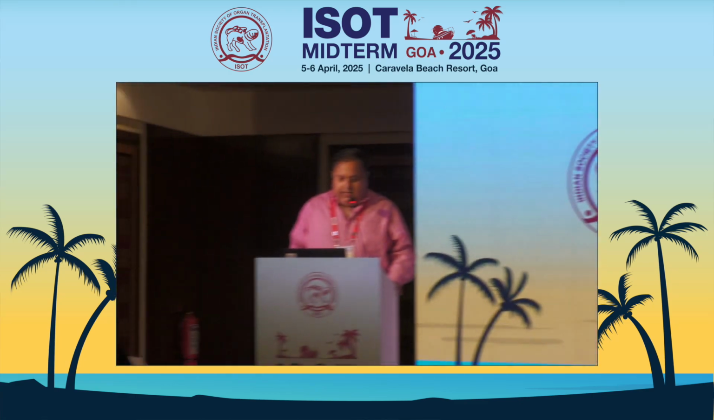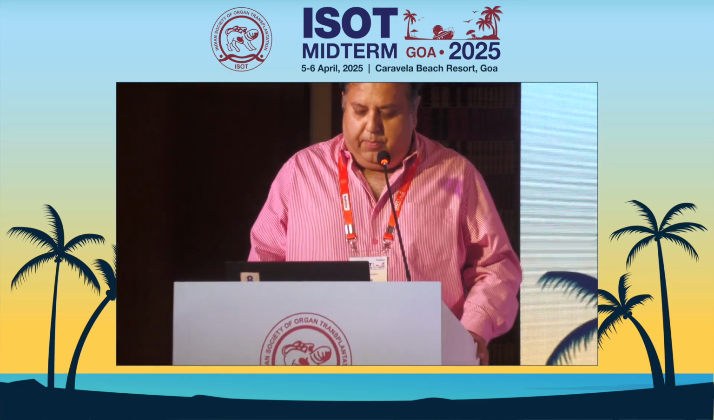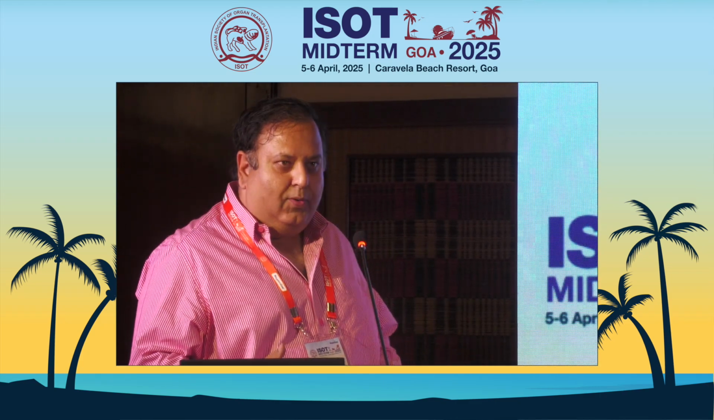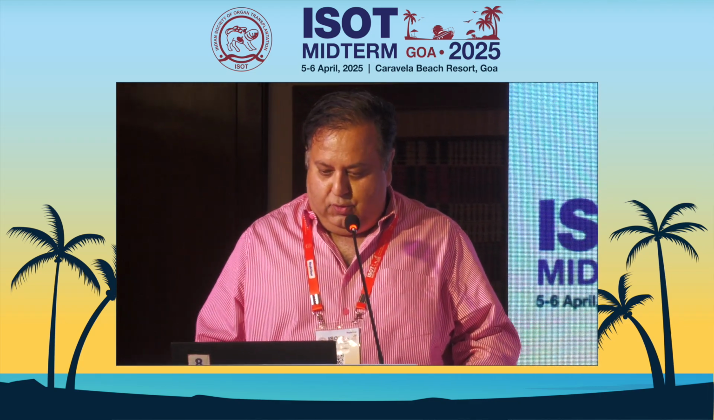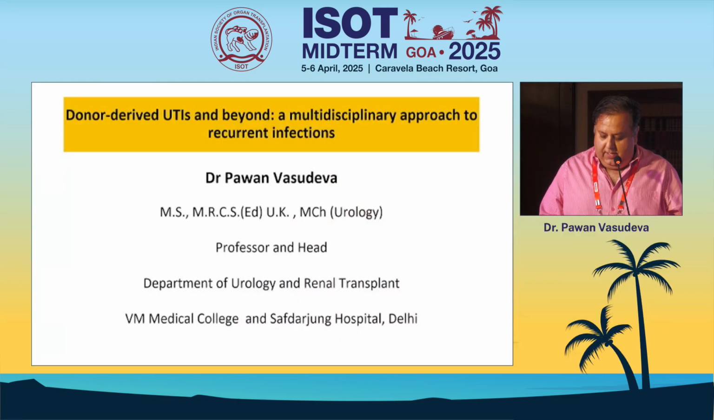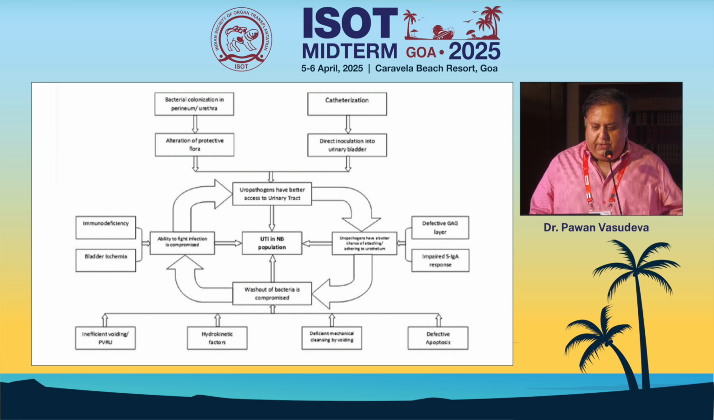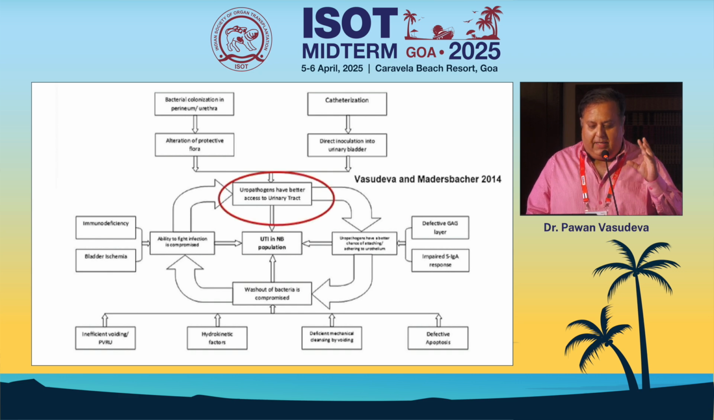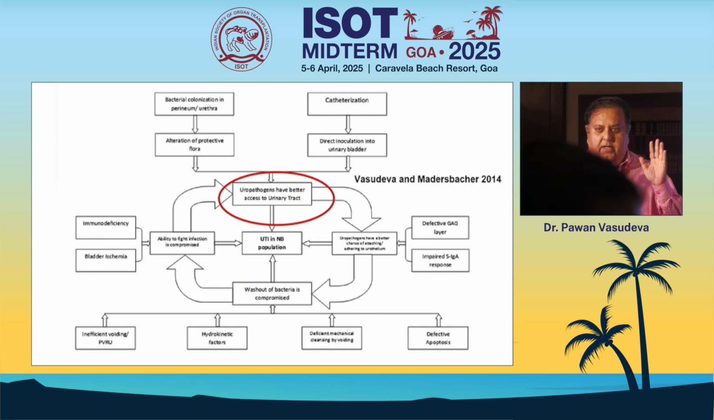If you look at this diagram, this was made for the neurogenic bladder population and we published it in 2014. I will build on what Dr. Kalra said. Here we looked at the pillars which are causing infections. The first pillar is that the pathogen has better access to the urinary tract, which could be because of alteration of the flora, or it could be going via a catheter or whatever. So first is better access.